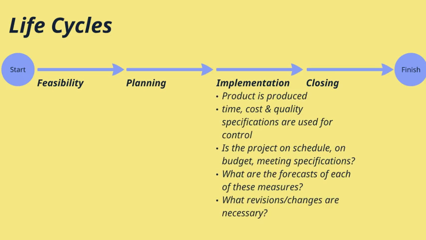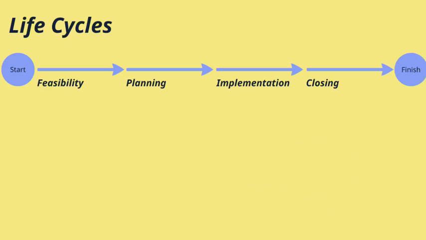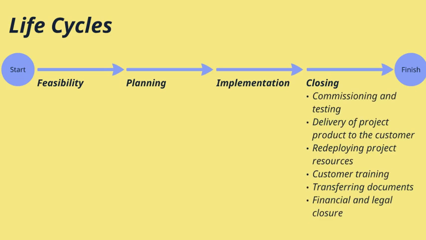And this is where the product or result is actually created. The plans we wrote earlier are used to control the project and to check if things are on time and on budget. Changes are closely monitored during this stage. Once the product or result is pretty much ready, the project moves into the closing or handover phase. We might still be testing the product or delivering them to a customer and training the customer. We would also look at moving the team onto the next project and then legally closing everything out.